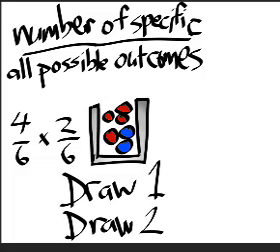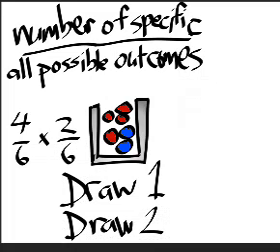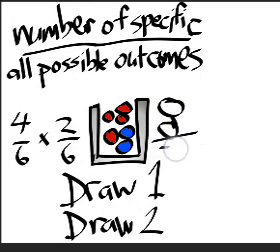Okay, the second draw, draw 2. We replace it, so we still have 6 total outcomes, right? We still have 6 marbles because we replaced it. It's an independent event. I'm just repeating so you'll get it. How many blue marbles do we have? 1, 2. We have 2 blue marbles. So the fraction is 2 over 6. And if we multiply this out, we get 8 over 36.